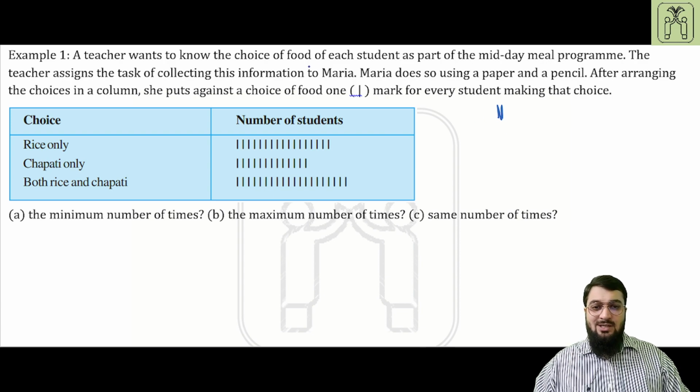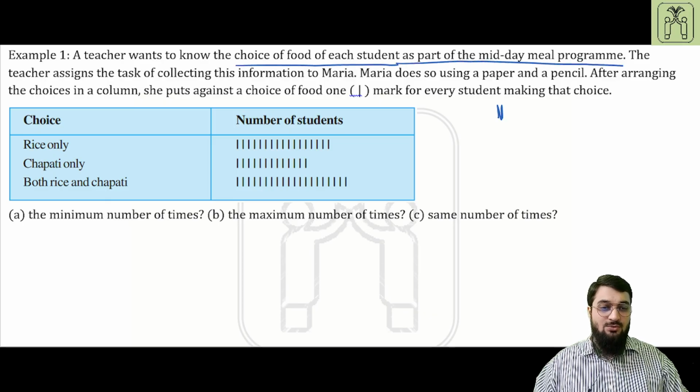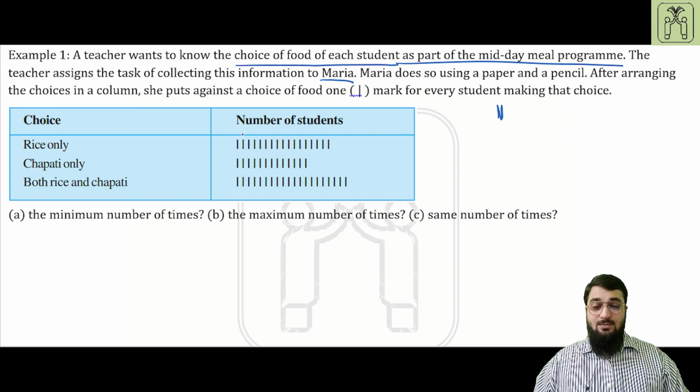So what is the task? The task is the choice of food of each student as a part of the midday meal program. This will be the objective of the survey of collecting the data. This task has been assigned to a person known as Maria. Most probably Maria is a name for a female, so a female researcher or a female survey person has been chosen to collect this data. After that, she collects the data and organizes the data in the following manner.